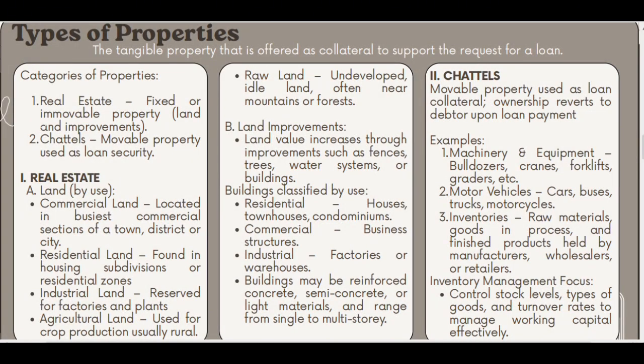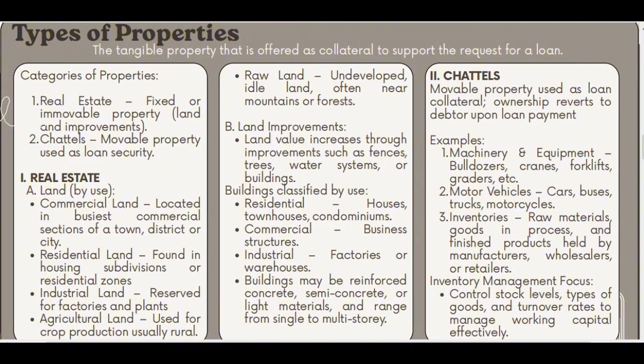Types of properties. This report provides an overview of different types of properties that can be used as loan collateral. Understanding these categories is crucial for assessing the security and risk associated with lending. Property falls into two main categories: real estate and chattels. Real estate refers to fixed or immovable property encompassing land and any improvements made to it. Land by use is categorized based on its primary use, each type having distinct characteristics and valuation considerations.